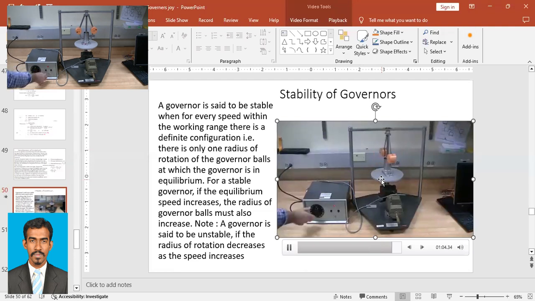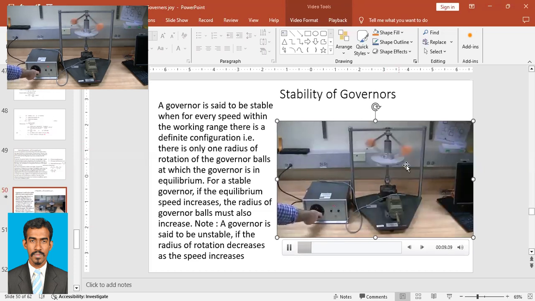When we consider this equilibrium height, we'll now look into this statement: a governor is said to be stable when for every speed within the working range. In this video we have seen a few speeds. This is a working range, from here to here. Within this range, for every speed, there should be a definite configuration.